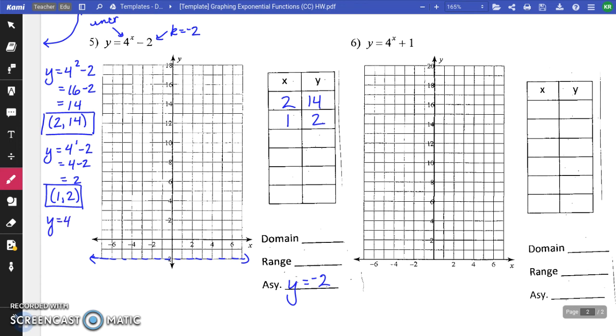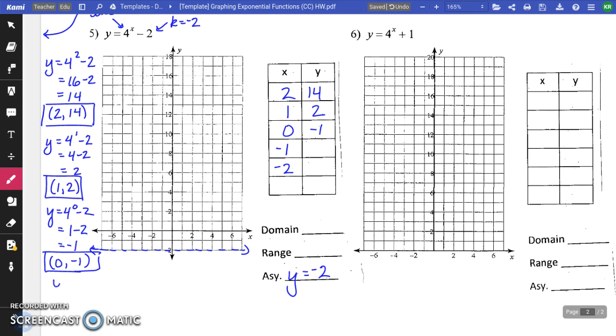and then if I do 0, 4 to the 0 is 1, anything to the 0 power is 1, so that's going to give me 1 minus 2, or -1, so 0, -1. Then let's do -1 and -2. Put in a -1, so 4 to the -1st power, and then -2. Again, negative exponent, do the reciprocal, so that's 1/4 to the 1st power, which is just 1/4 minus 2. That's going to be -1 and 3/4. So you're going to have the ordered pair -1 and -1 and 3/4.